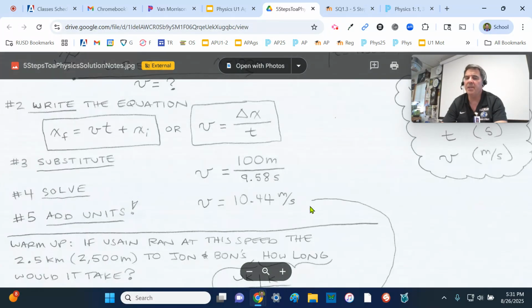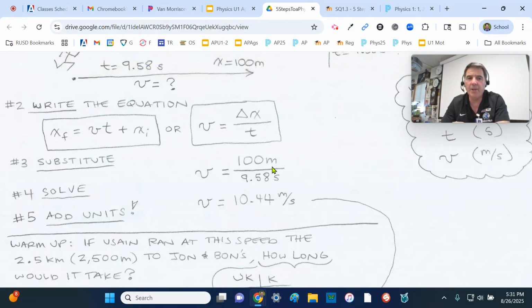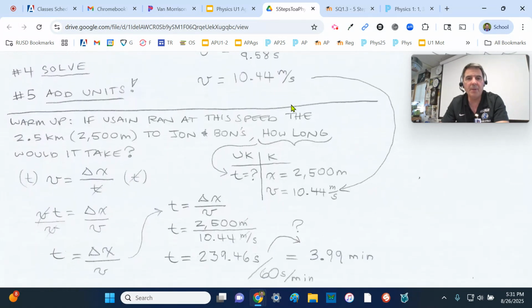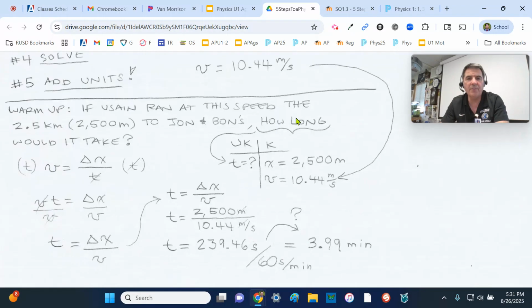That's the 5 steps. Pretty easy. Diagram it, write the equation, substitute, solve, and add units. We do that all day long. So the second part of the warm-up question is, if you ran at this speed for 2,500 kilometers, how long would it take?